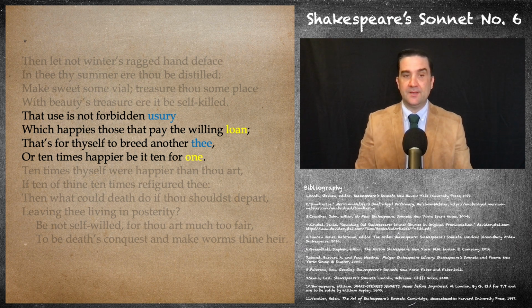Or is it? In lines 5 and 7, Shakespeare rhymes the words usury and thee. It's kind of an odd rhyme, but it is an exact rhyme nonetheless because each word concludes with the vowel sound long E. What about lines 6 and 8? Do the words lone and one rhyme? Lone, one. Well, there's a few different ways to look at this.